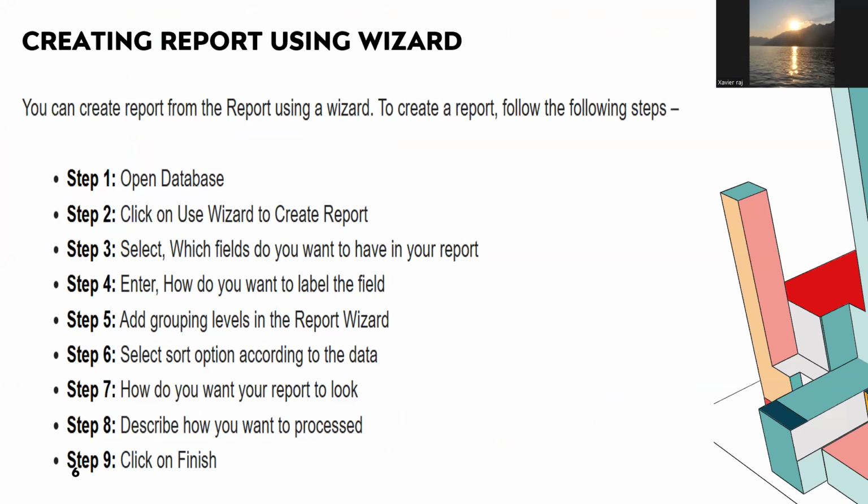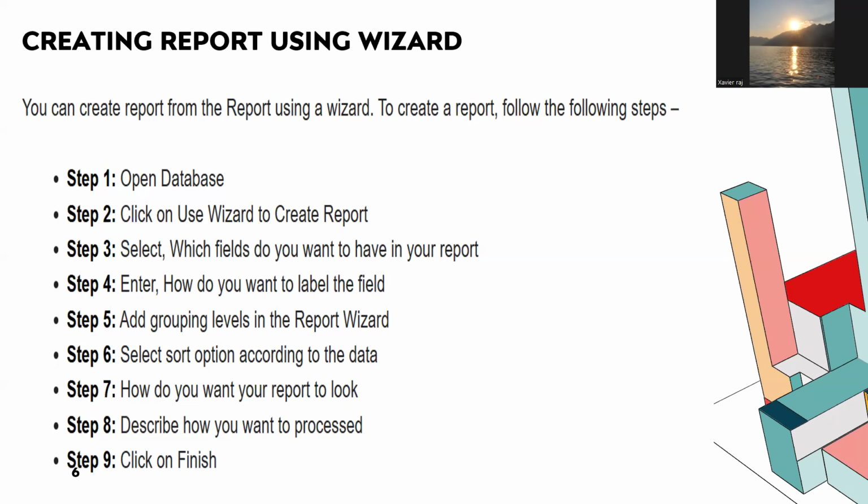First, for everything, you have to open the database, then you have to click the wizard to create the report, and select which fields you want to keep in your report. First select that field, then enter how you want to label the field. It is not how you have named it in the table, you can change it. Suppose a roll number you have presented there as R number, here you want to display that as ROLLNUMBR, you can label that.